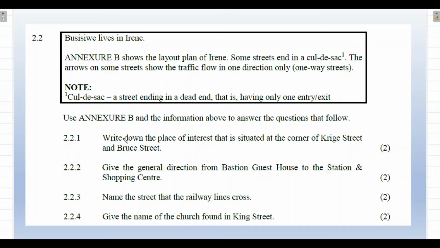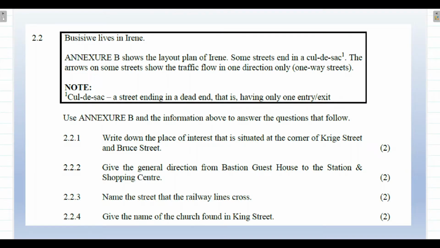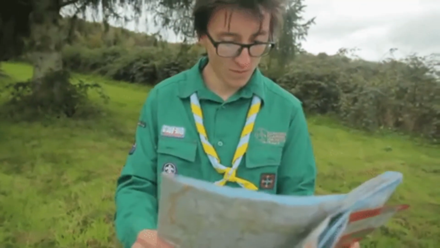Question 2.2.1. Write down the place of interest that is situated at the corner of Craig Street and Bruce Street. Okay, so let's have a look. So where Craig and Bruce intersect, what is that place of interest? So we see on the corner of Craig and Bruce, we have this place here, place number 4. And place number 4 is Scout House, right? So question 2.2.1, we are gonna write Scout House.